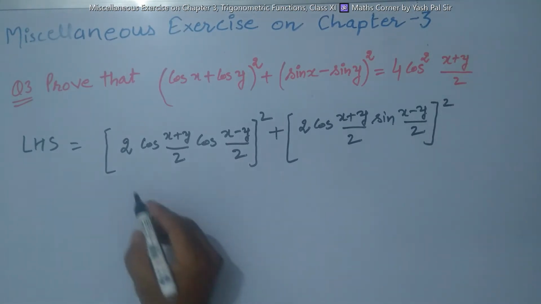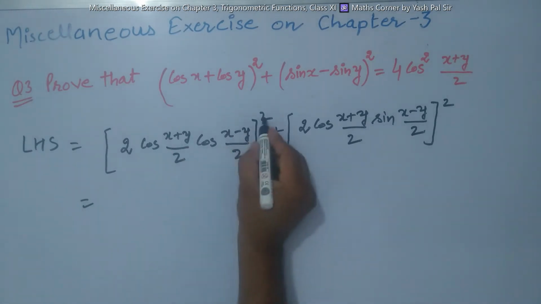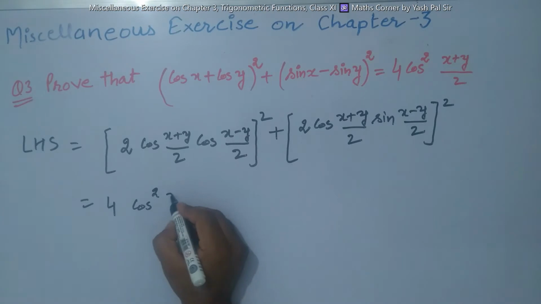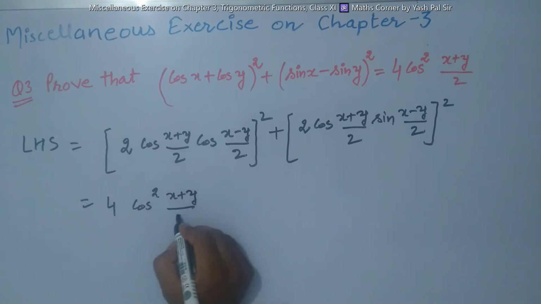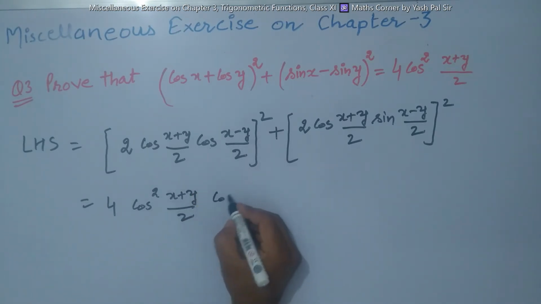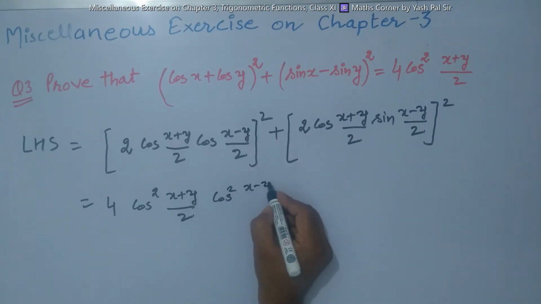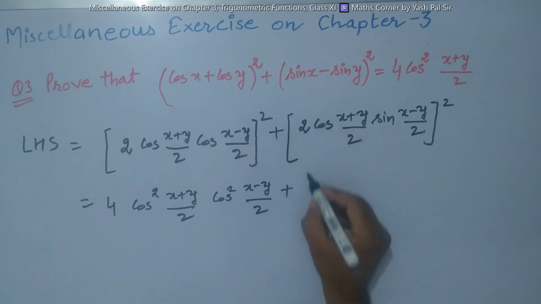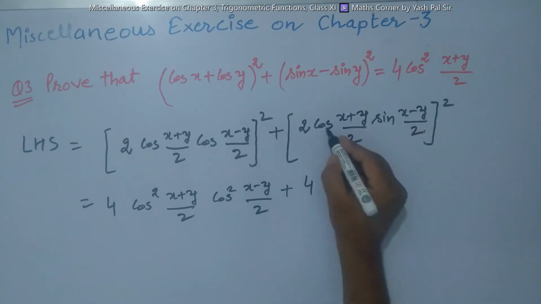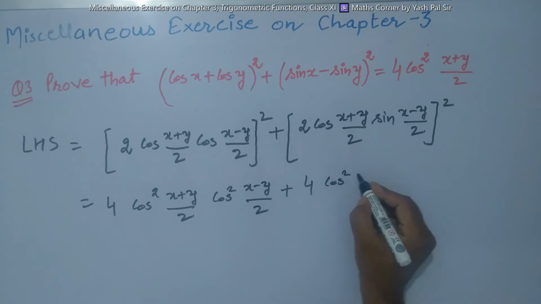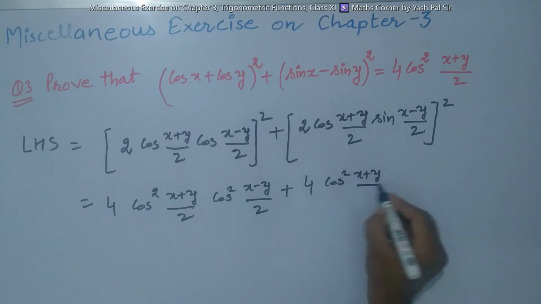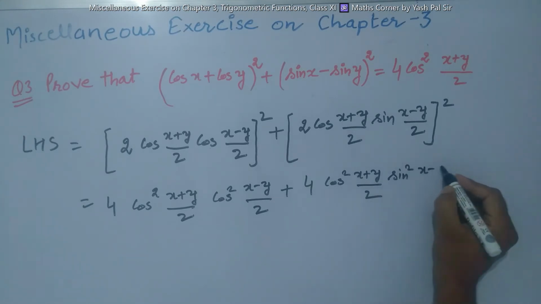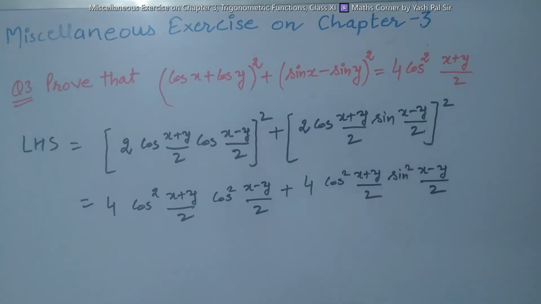So now what we can write, this becomes 2 whole square, 4 cos square of (x plus y) upon 2 into cos square of (x minus y) upon 2. Next is plus 2 whole square is 4 cos square of (x plus y) upon 2 into sin square of (x minus y) upon 2.